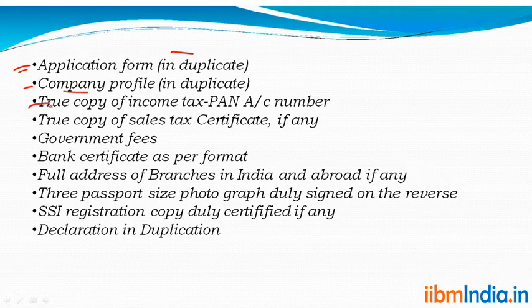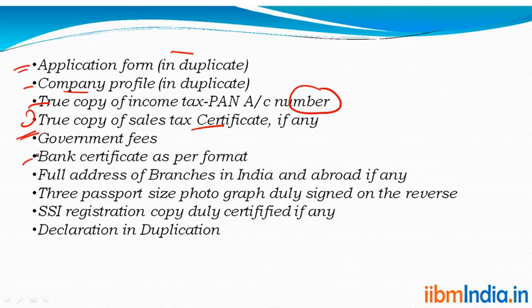A true copy of the income tax, that is called the PAN, permanent account number, you have to provide. A true copy of the sales tax. I've already told you that if you want to take the sales tax exemptions, you have to register your form with the sales tax officer. So if you have already made the registration with the sales tax department, you must have that particular sales tax certificate. Government fees you have to pay.